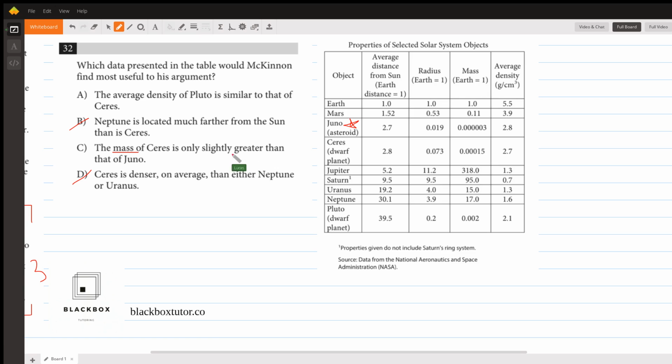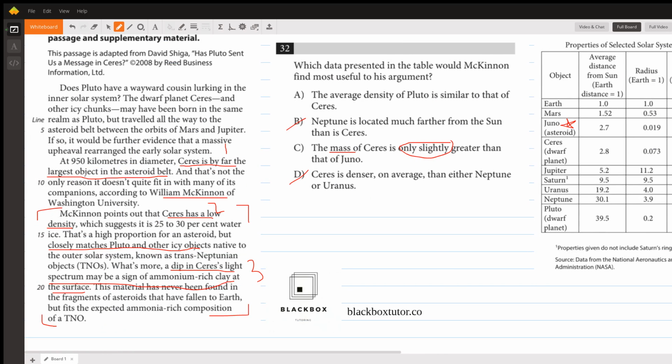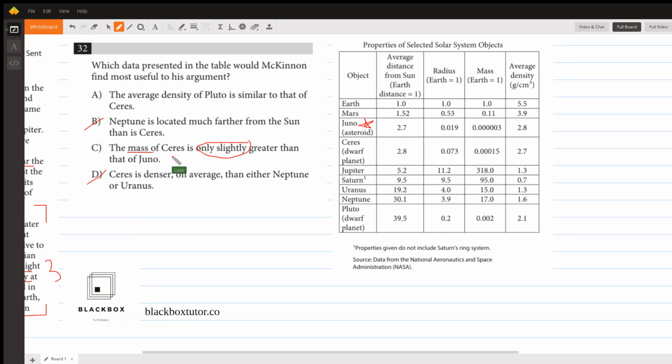The second issue is that it's putting emphasis on this only slightly greater aspect, right? Whereas the point McKinnon makes is that it's by far the largest object in the asteroid belt. C is sort of, in an underwhelming way, saying that the mass of Ceres is only slightly greater than that of Juno. So for that reason, you can eliminate this option, and answer choice A, excuse me, is our correct answer.